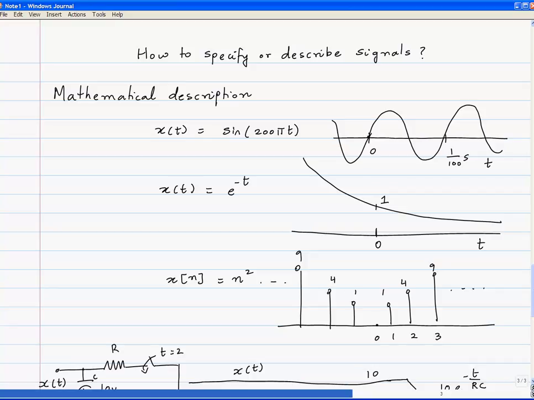Okay, but fundamentally what I want you to understand from this is this: what I really mean by specifying the signal is to provide enough information for you to figure out what the value taken by the signal is at every value of time. Okay, that's really what we mean by specifying or describing a signal. I'll stop the video here.